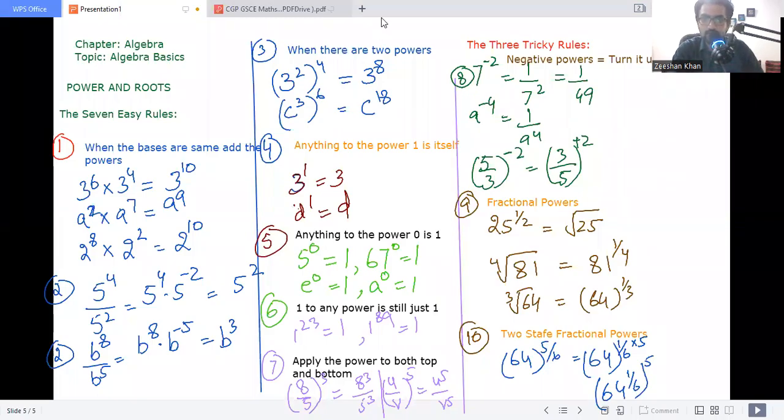Hello everyone. This is part 2 of algebra. You can see the chapter is algebra and the topic is algebra basics, and this is part 2.